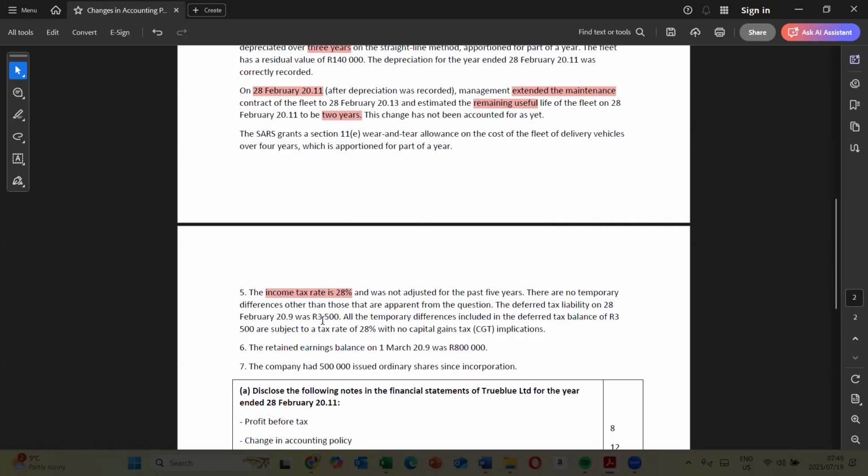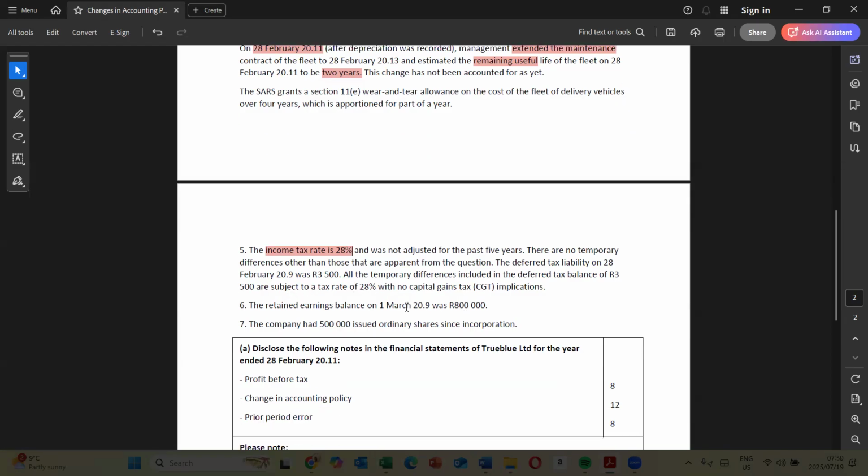There are no temporary differences other than those that are apparent from the question. The deferred tax liability on 20 February 29 was 3.5. All the temporary differences included in the deferred tax balance of 3,500,000 are subject to a tax rate of 28% with no capital gains tax implications. The retained earnings balance on 1st of March 29 was 800. The company had 500,000 issued ordinary shares since incorporation.